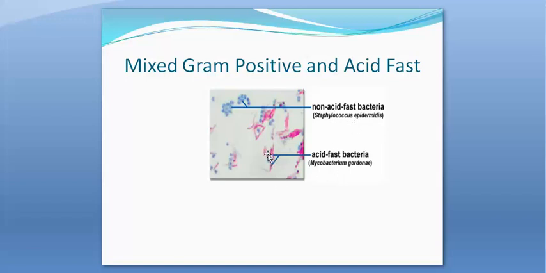Over here we have acid-fast, which is a specialized stain. In particular, we use it for looking for Mycobacterium. Mycobacterium tuberculosis is a pathogenic organism that causes tuberculosis in the lungs and other body tissues.